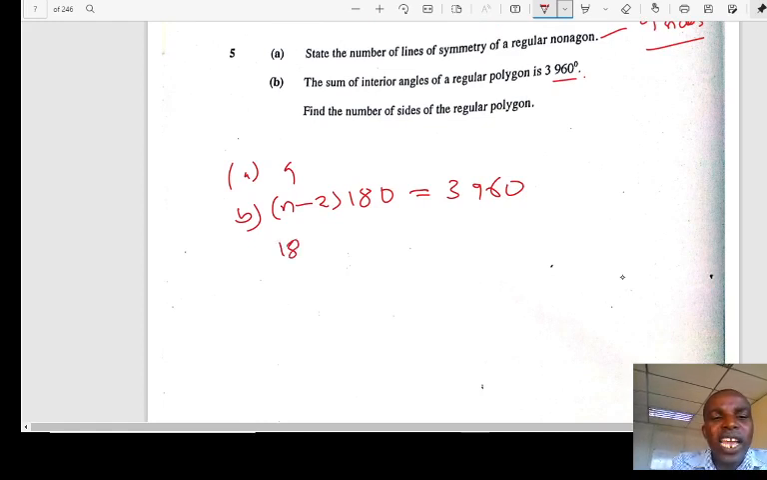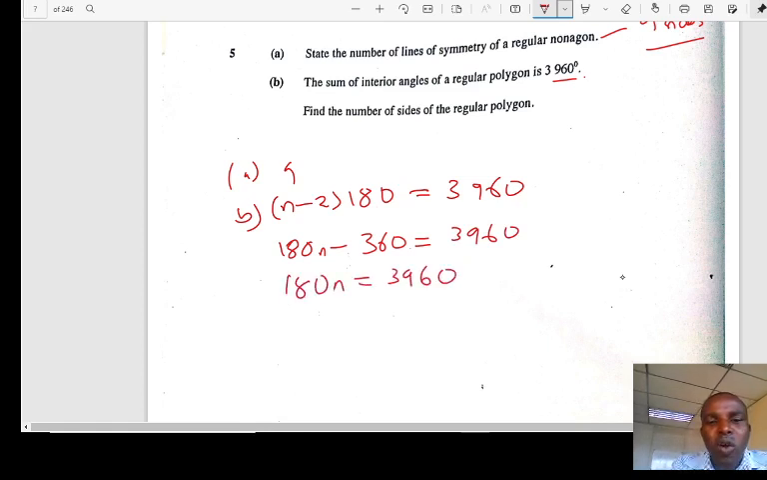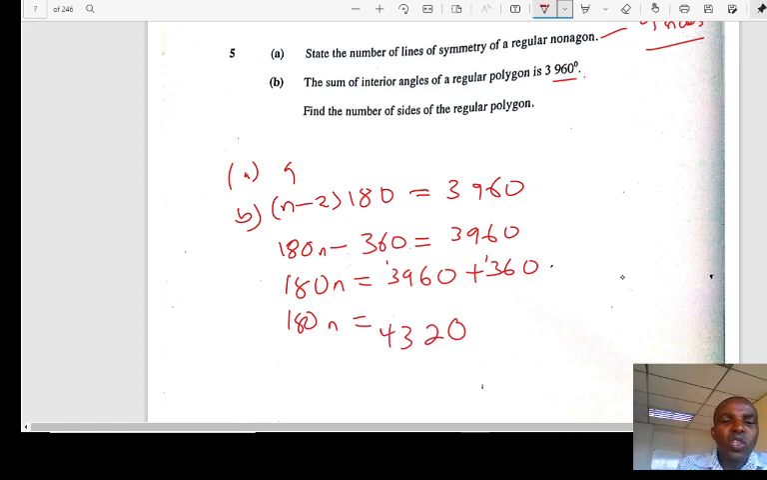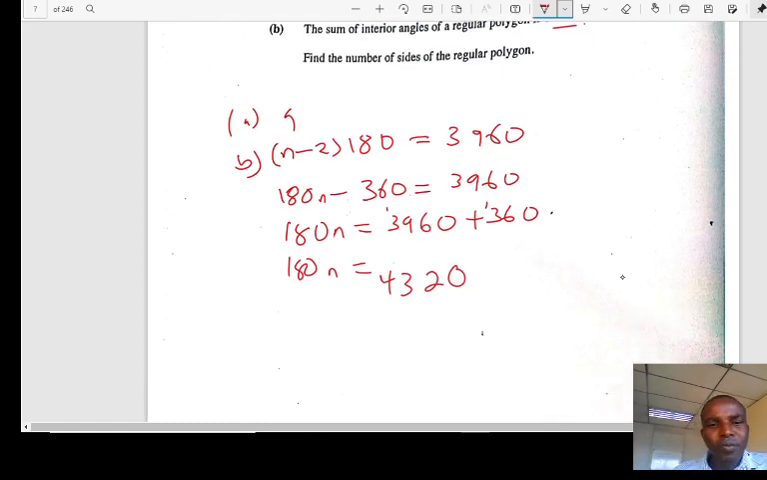So it will be 180n minus 180 times 2 is 360 equals 3960. Then collect like terms. 180n is 3960 plus 360. You get 0 here. Then 6 plus 6 is 12, 2 carry 1 here. Then it will be 13, carry 1. It will be 4. So it's 4320. Then you divide by 180.